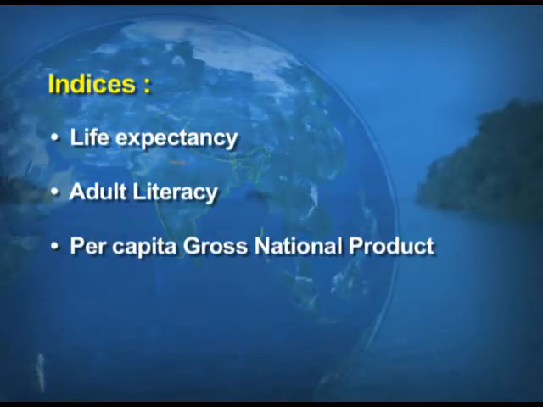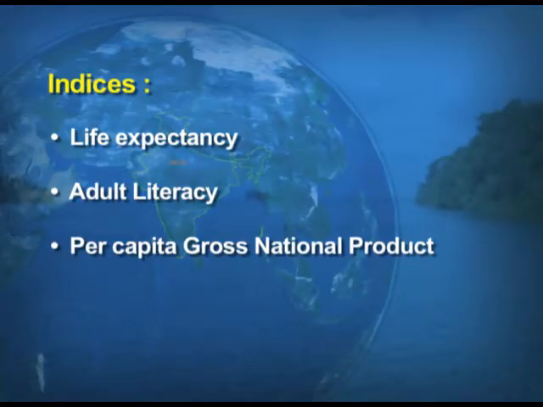Now, when we talk about these 3 indicators of human development, there is a certain index for each indicator. Like the first indicator we talked about, that is how long a person can live. So, the index for that is life expectancy. Now, what is life expectancy? This is how long, on average, a person can live, and that is known as life expectancy.